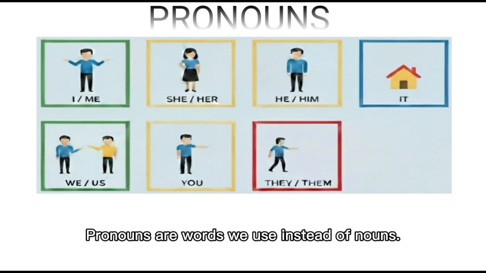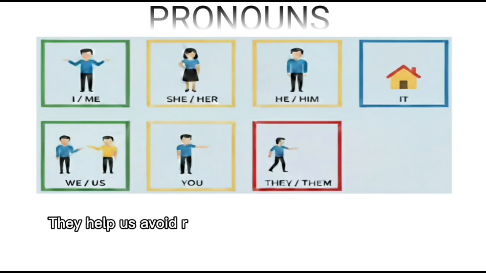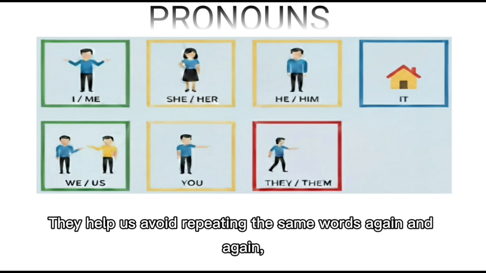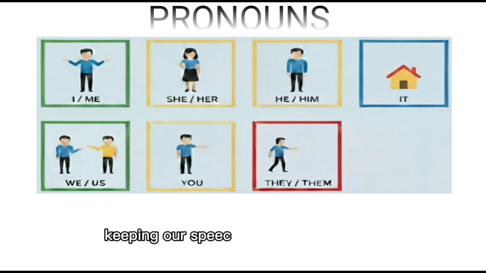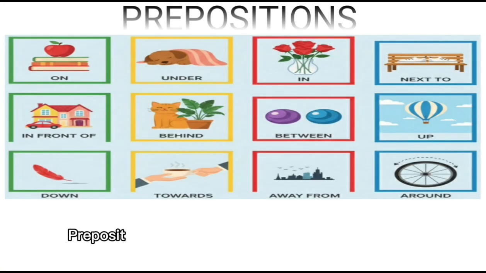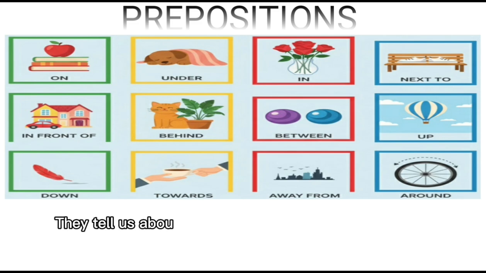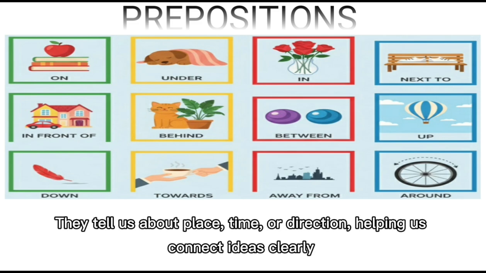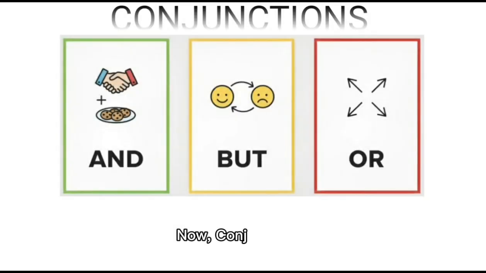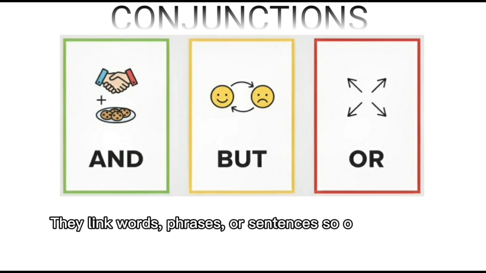Pronouns. We use them instead of nouns. They help us avoid repeating the same words again and again, keeping our speech smooth and natural. Prepositions. Prepositions show the relationship between words. They tell us about place, time, or direction, helping us connect ideas clearly. Now, conjunctions. Conjunctions are joining words. They link words, phrases, or sentences so our thoughts flow naturally.